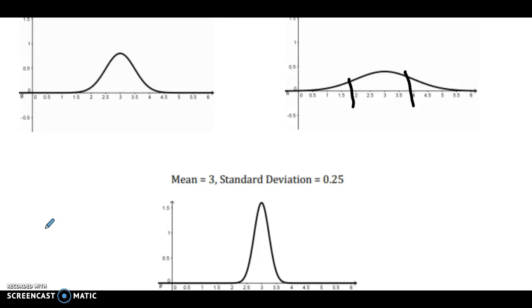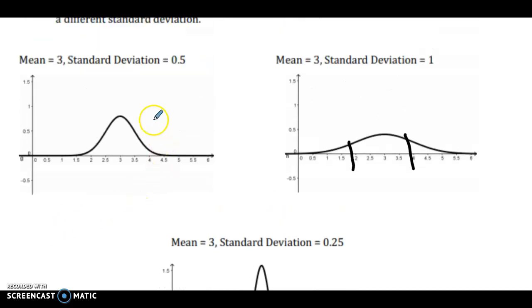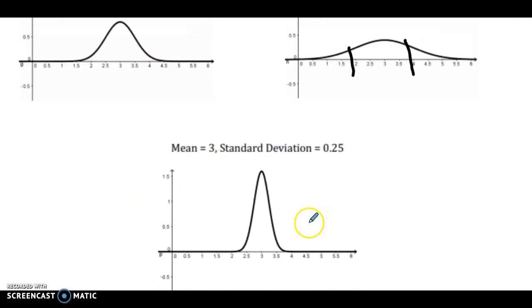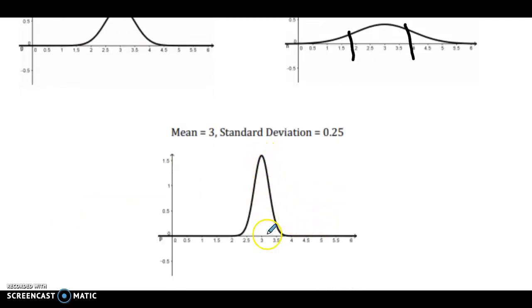Okay, you should have noticed that if it's the standard deviation of 0.25, so that's really close together. So all the data is very close together within a very small range. That means that 68% of the data is between 2.75 and 3.25. And all of the data basically is within 2.25 and 3.75.